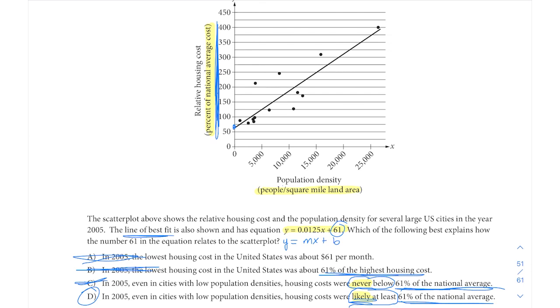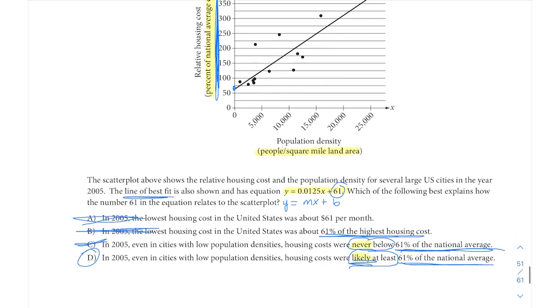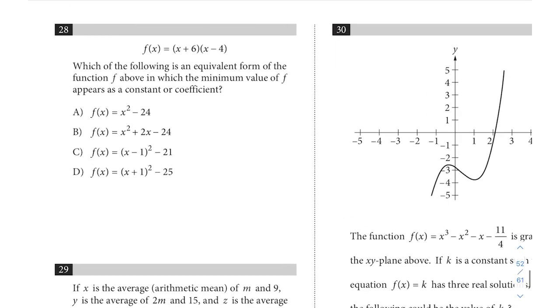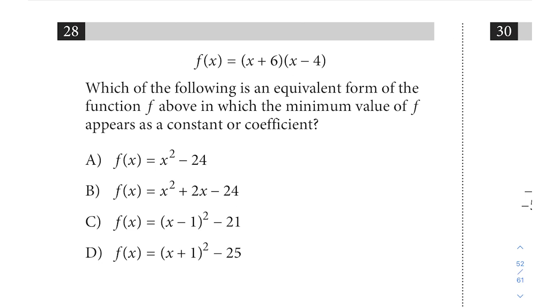It could. We can eliminate C. It's not never below. And the reason that it's D is that it likely goes with your best fit. Your best fit line is the best approximation, or a likely representation of the trend in data. And your answer to question 27 here is going to be answer choice D.